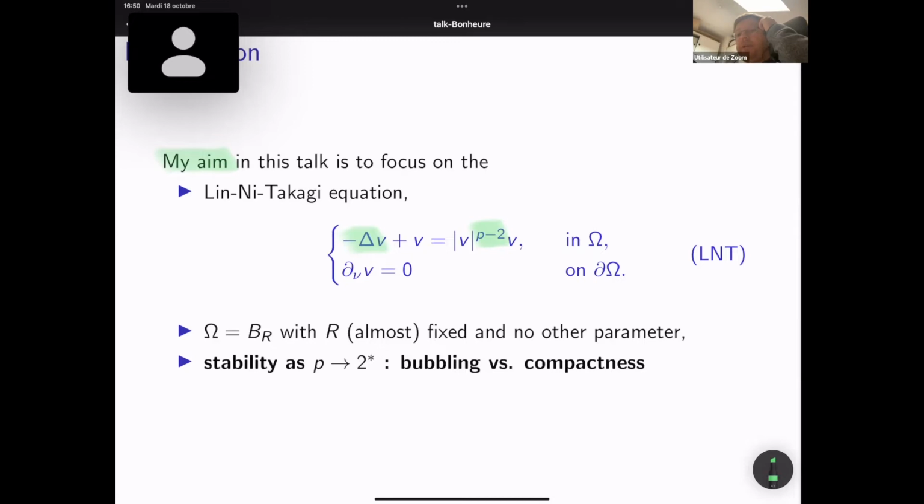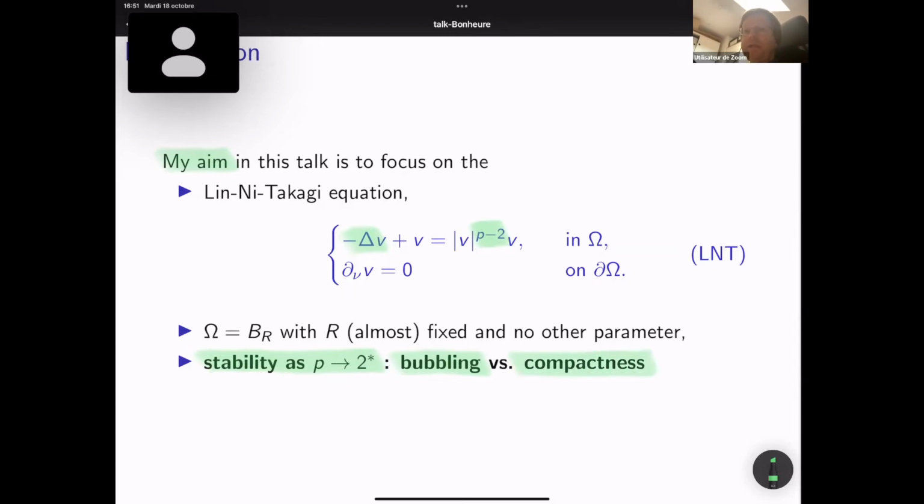So the question of today is, what about stability results for this Lin-Ni-Takagi equation? By stability, I mean that I will play with a power p that will converge to the critical exponent. And the question is, can we have existence of bubbling solutions? So can we construct such bubbling solutions? Or do we have compactness?